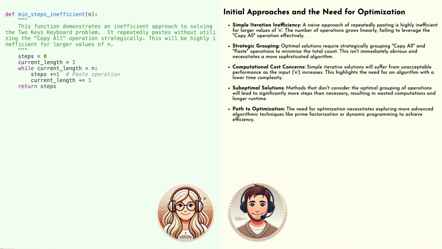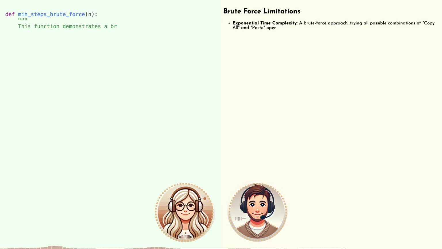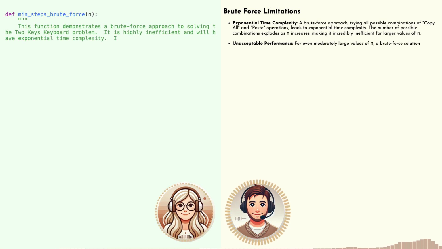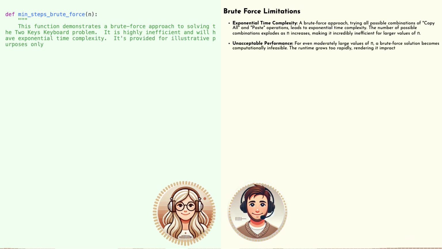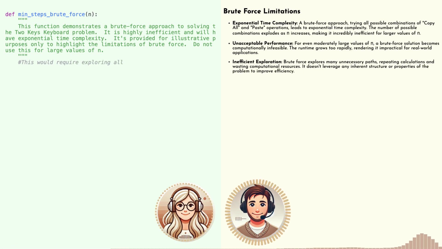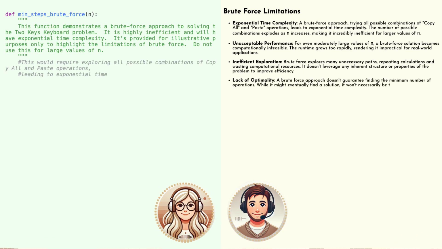So let's start by thinking about how someone might approach this problem when they first see it. They see the A on the screen and they have copy all and paste. What's the most intuitive thing to do? Well, I think most people would probably just start copying and pasting, trying to get to that target number of A's as quickly as possible. It's kind of a brute force approach, right? Just try every combination until you find the shortest one.